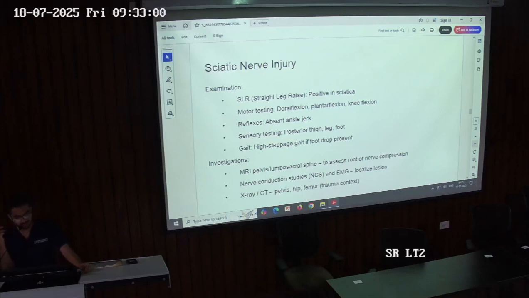Motor testing: dorsiflexion, plantar flexion, and knee flexion. The patient won't be able to dorsiflex if the peroneal branch is also involved in the injury. Reflexes: absent knee and ankle jerk. Sensory testing around the posterior thigh, leg, and foot. Again, the same high step gait here also, right? Investigations: MRI pelvis, lumbosacral spine, nerve conduction studies, X-ray, and CT if there is any trauma.